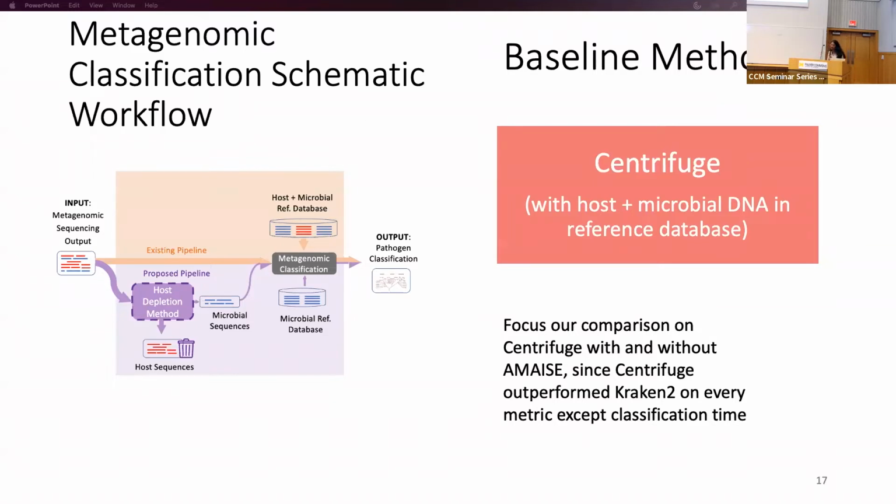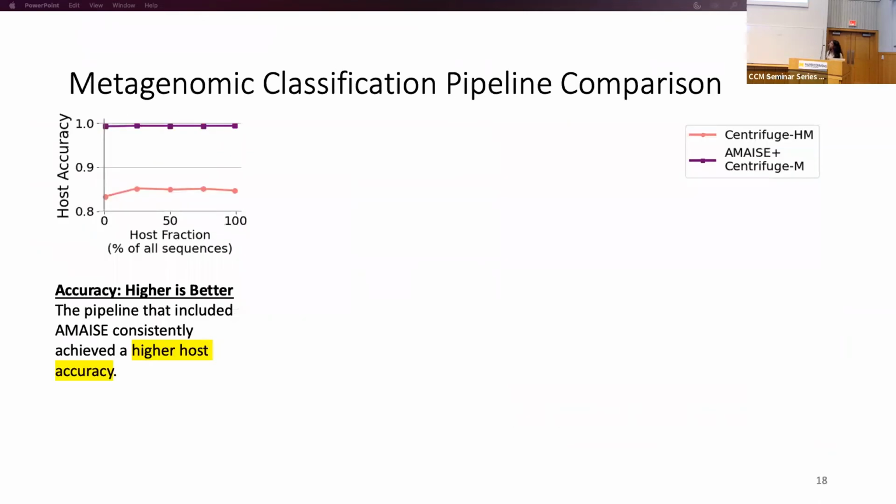And here we focus our comparison on Centrifuge. So it's AMAISE plus Centrifuge and Centrifuge alone. We focused on our comparison with Centrifuge because we found that Centrifuge actually outperformed Kraken on every metric except for classification time. So first, I'm going to be presenting my results on accuracy.